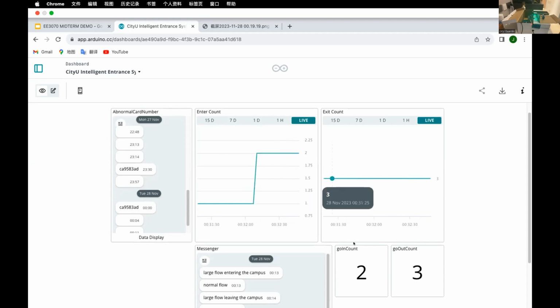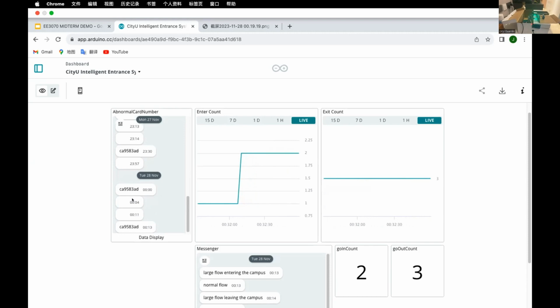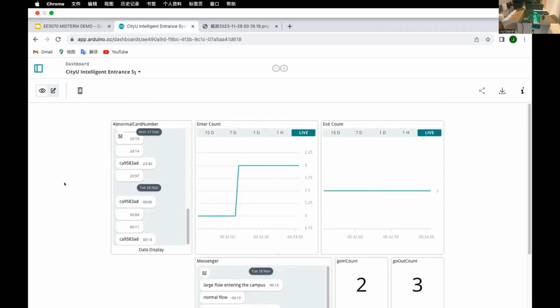Okay, so the third case is Jack using an unauthorized card to enter the campus. This time the system will cause an alarm.